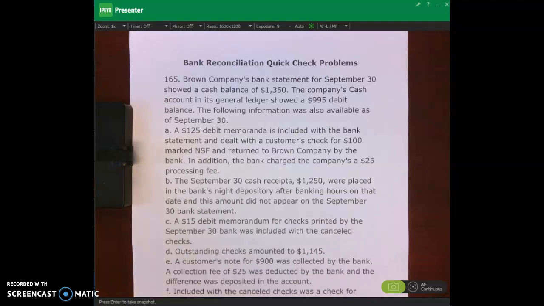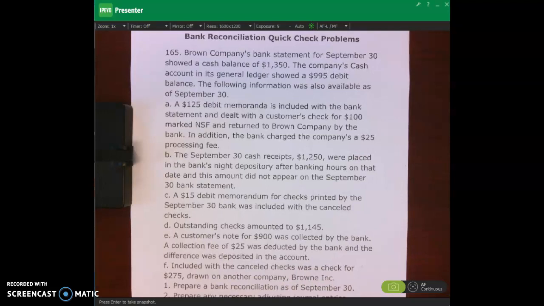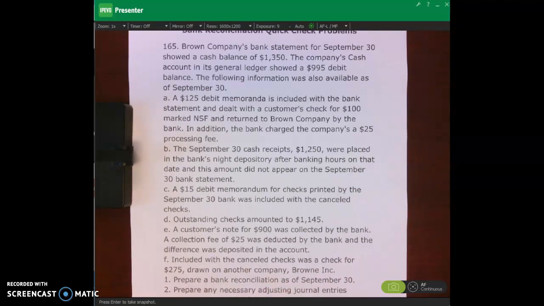So when we look at this problem on page 164, it says Brown Company's bank statement for September 30th showed a cash balance of $1,350, and the company's cash account in the general ledger showed a $995 debit balance. The following information was available as of September 30th. A, a $125 debit memoranda is included with the bank statement and dealt with as a customer's check for $100 marked non-sufficient funds, and then the bank charges a $25 processing fee.